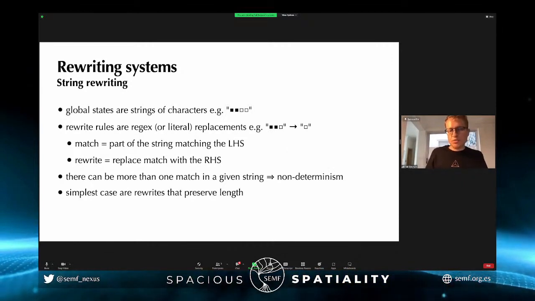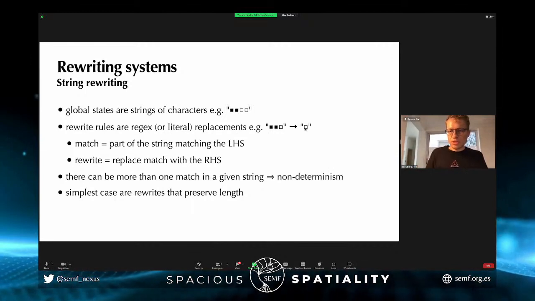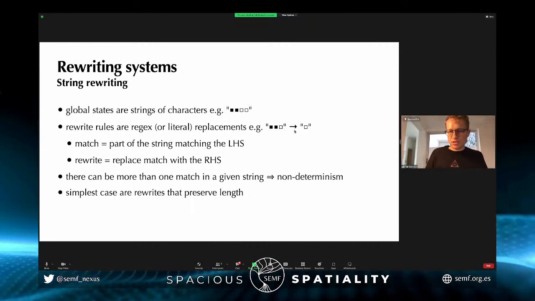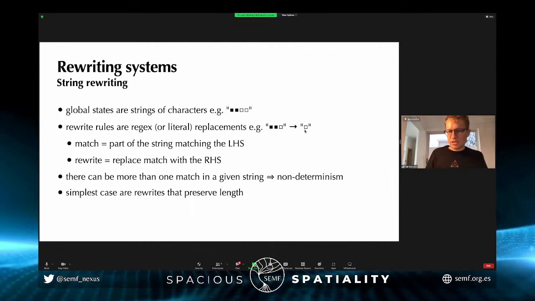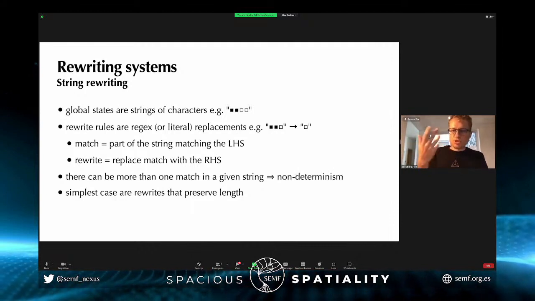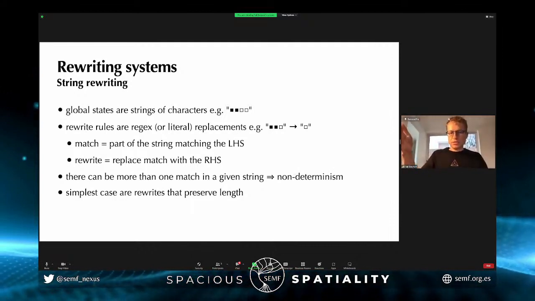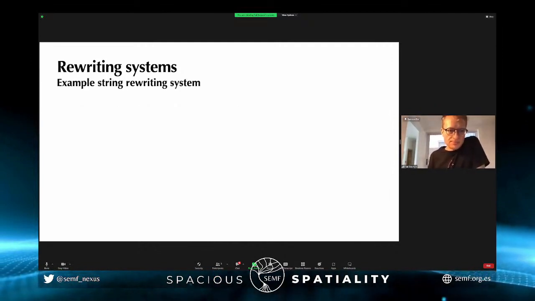Now, the simplest cases are ones where the length of the substring on the right-hand side of the rule matches the length on the left. So this is not simple from that point of view, because we have left-hand side of length 3, right-hand side of length 1. If they were both length 2, then it would preserve the length of the entire state, the entire string. And that's something we want to make it easy to analyze.